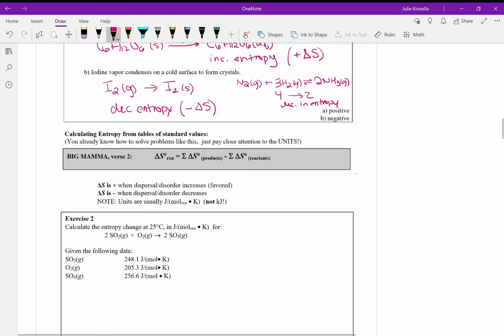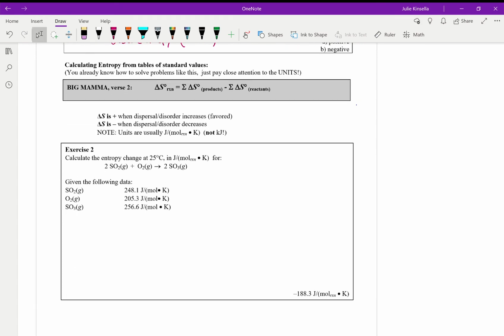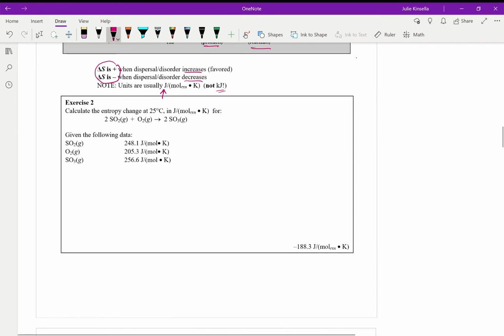Now we can actually calculate entropy from different values. It's very similar to how we did delta H. This is right on the AP reference tables, where we can get the delta S of the reaction based on products minus the reactants. We can see here a summary. When delta S is positive, that means entropy is increasing. When you get a negative value, it means it's decreasing. One big thing is that entropy is always going to be in joules per mole times Kelvin, which is different from enthalpy and Gibbs free energy, which will be in kilojoules. So just be careful when we get to some later lessons.